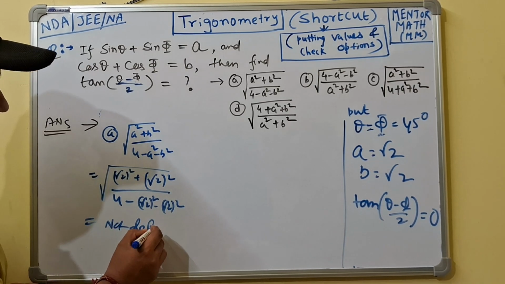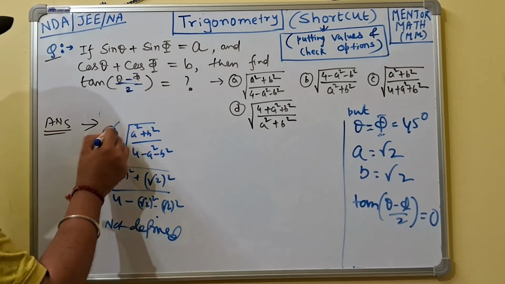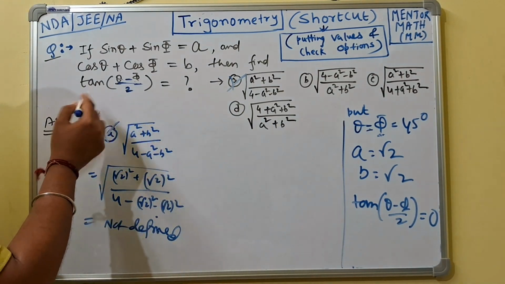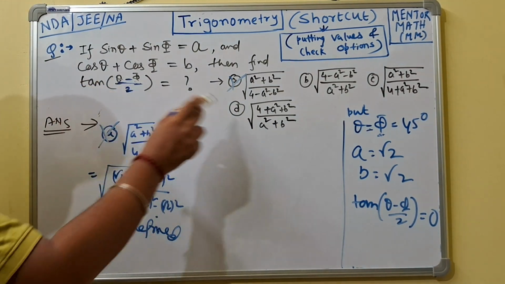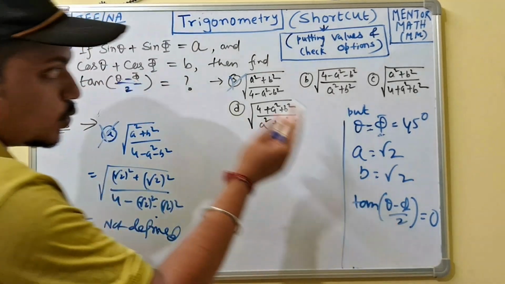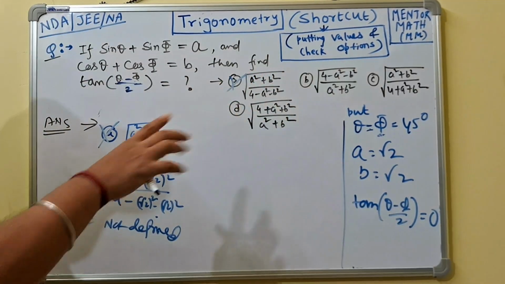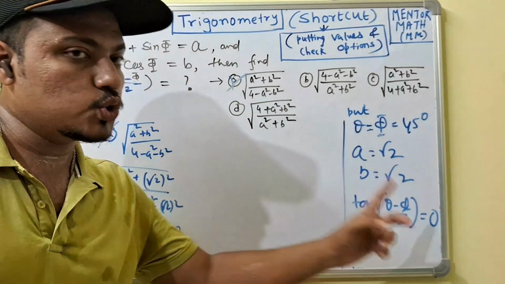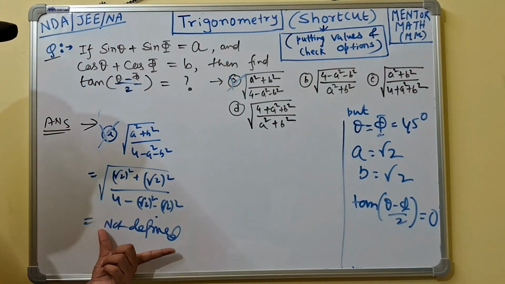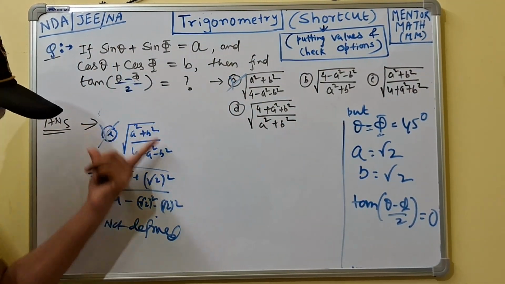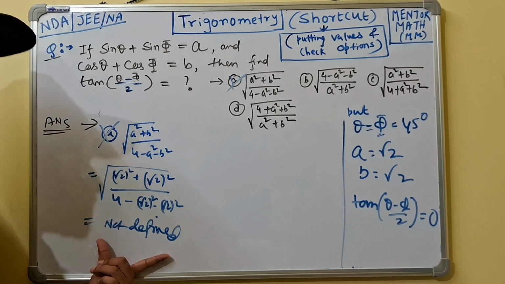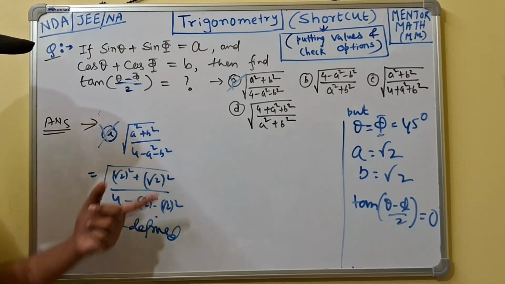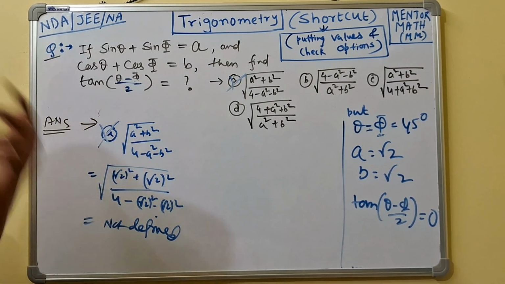That means this option is incorrect, because our requirement is the value of tan of (theta minus phi) by 2, that means the option should give the 0 value. There are 4 options, so which option gives the value 0? We have to search. Here it is not defined. If this value gave 0, then the option would be correct, but here the option value is not defined, so this option is wrong.